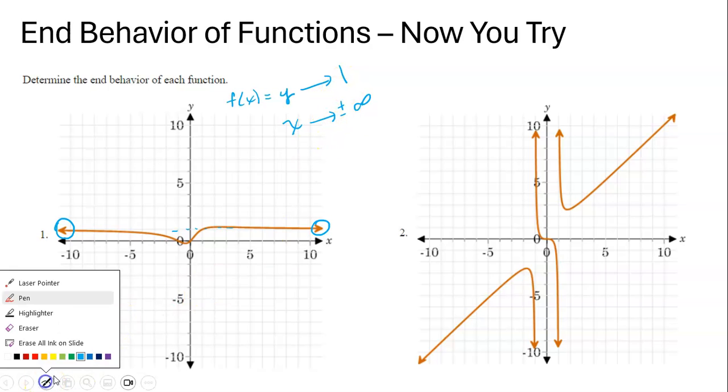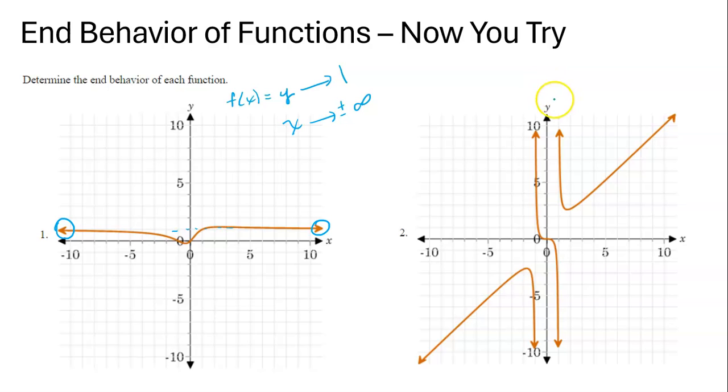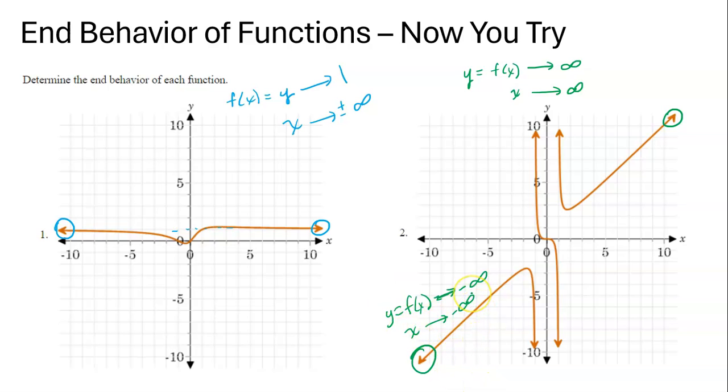Let me change colors. Okay, over here we got all manner of strangeness. So as f of x approaches infinity, so infinity is on this side, x approaches infinity. So as this goes that way, x also goes that way forever. Same thing happens down here, just to negative. Now these are end functions. This is not what's happening in the middle, okay? End behavior functions. So down here, as this approaches negative infinity, so does x.